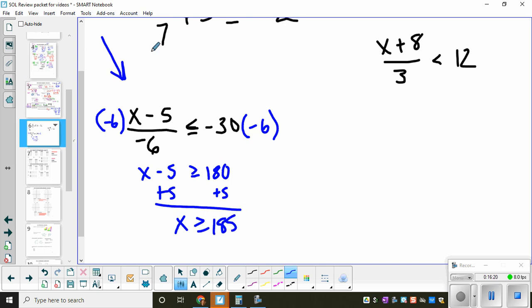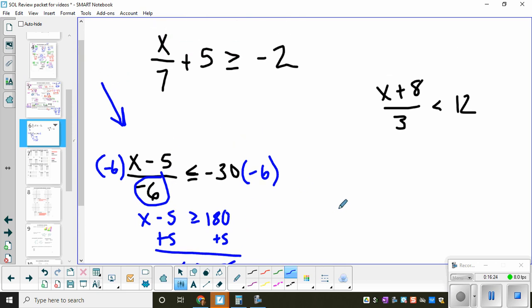So remember, anytime you have a negative denominator or a negative coefficient, like if you saw a negative 3x, then you would flip your symbol.